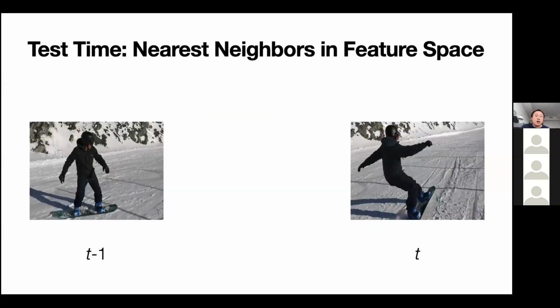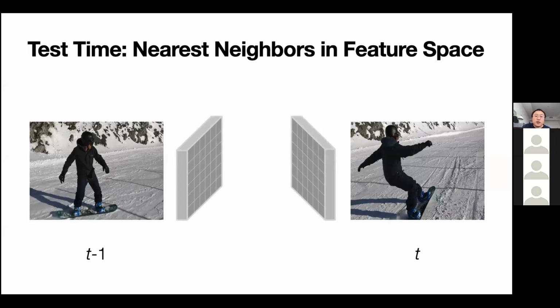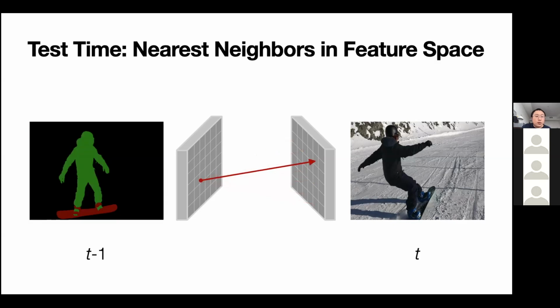At test time, we only keep the learned representations, using them to measure the correspondence with nearest neighbors. Given two frames in the video, we first extract features for each frame. We then compute the similarity between every pair of pixels across feature maps. Here is an example of computing the similarity between one pixel in time t-1 and all the pixels in time t. We select the most similar pair as the correspondence, and given any labels in time t-1, we can then propagate the labels to the next frames according to the correspondence.